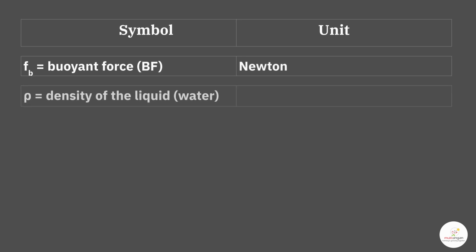Now there's a little chart. On one side you see the symbols and on the other side you see the units. The first one is FB, which stands for buoyant force, and the unit for buoyant force is Newton. Second is rho, the density of the liquid, which in our case is water, which is 1000 kilogram per meter cube or 1 gram per centimeter cube.